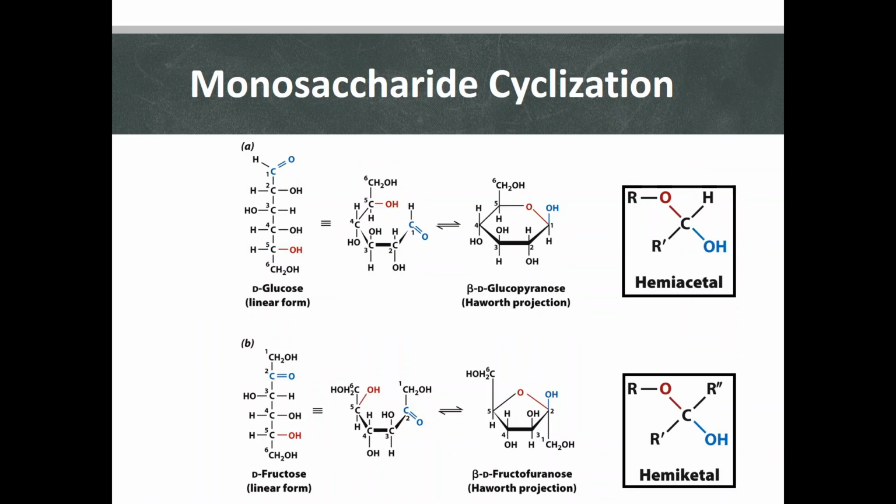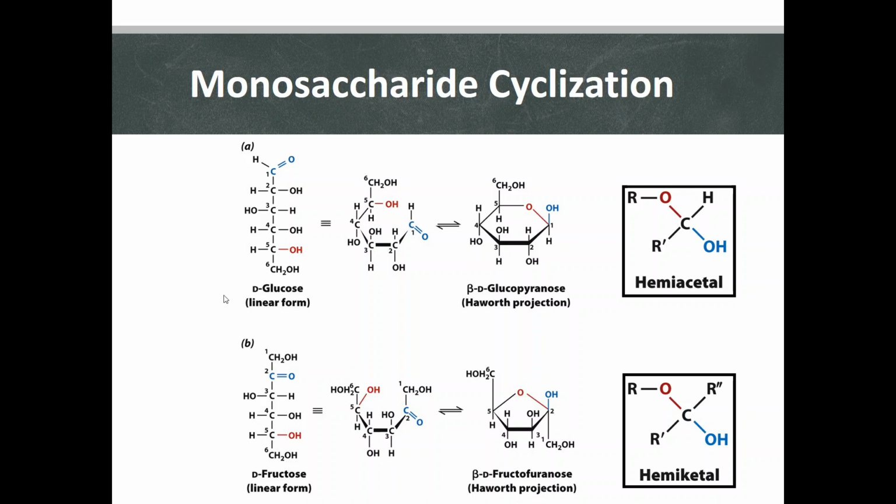So let's hop into an example. In the upper panel, you're going to see the example of D-glucose, D-glucose being an aldohexose. In the bottom panel, you're going to see the example for D-fructose, which is a ketohexose. Okay, so remember, we're looking really at the reaction between alcohol and carbonyl.